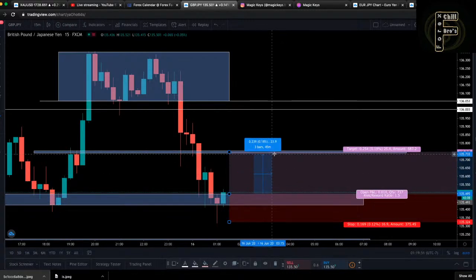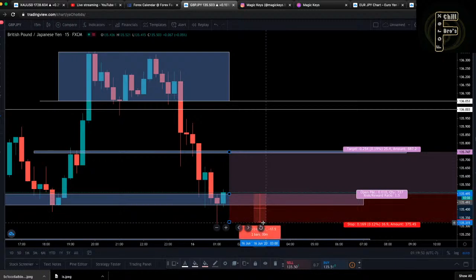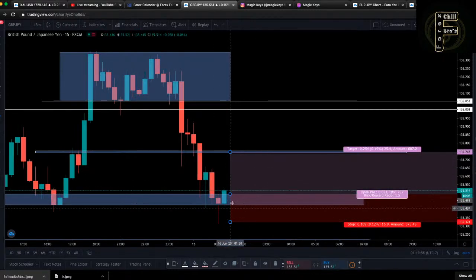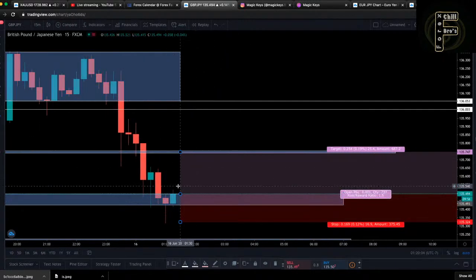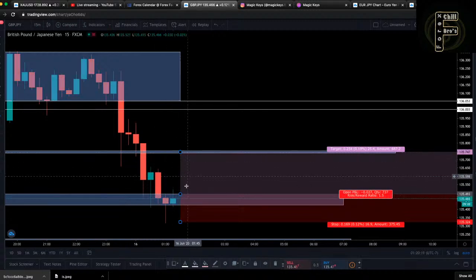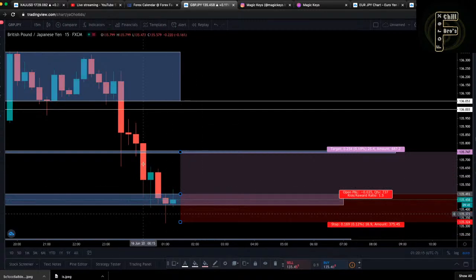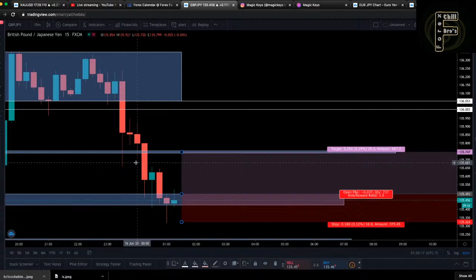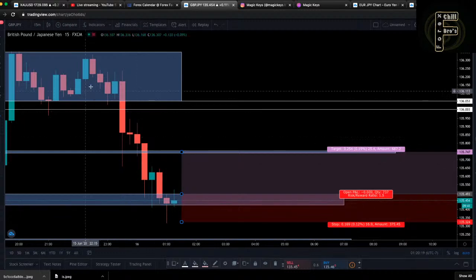This is a 23 pip move, so about 14, 17 pip risk. So we should be pushing. I think this is the London move happening right now. We broke the high, like I said, so we just need to keep breaking higher highs and higher lows. We just keep going, as far as within this stop loss. Let's see how it plays.